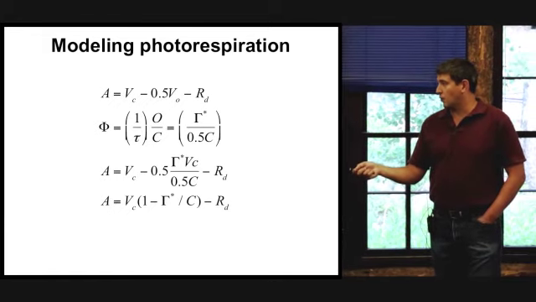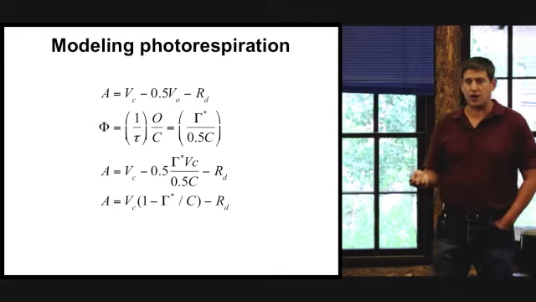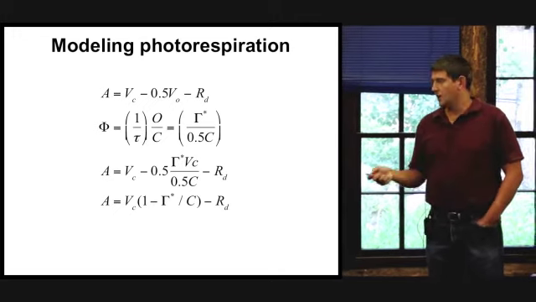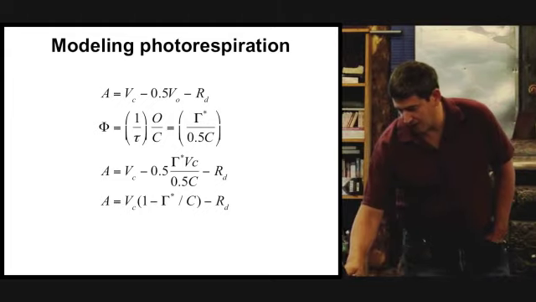What this represents is just a fraction of the gross photosynthetic carbon uptake that's coming off through photorespiration. And of course, we still have our mitochondrial respiration dangling off the back there.